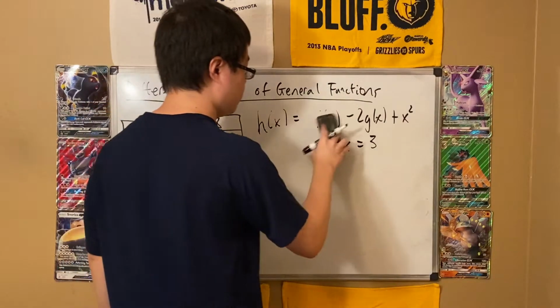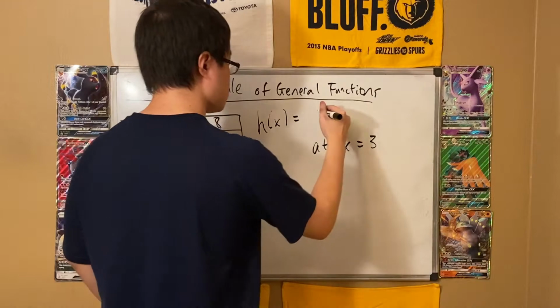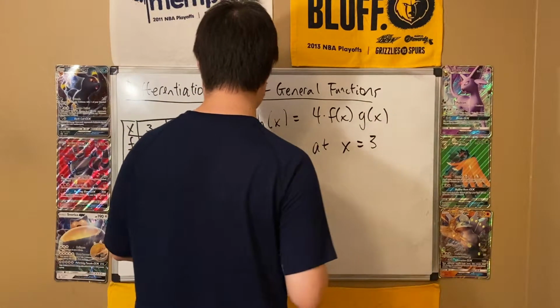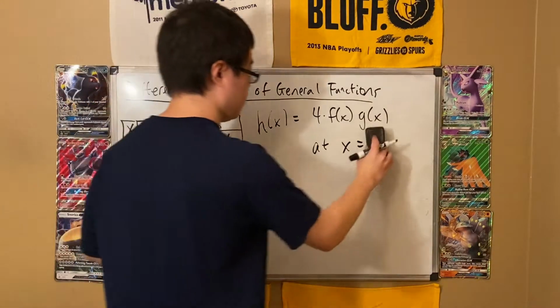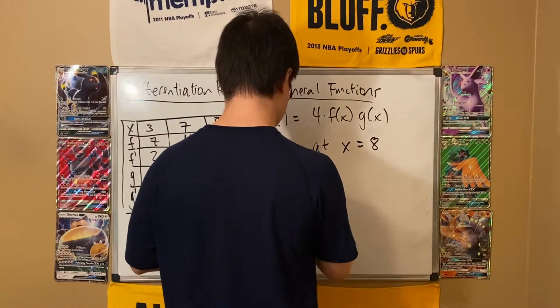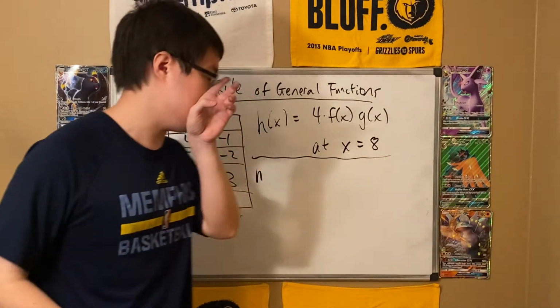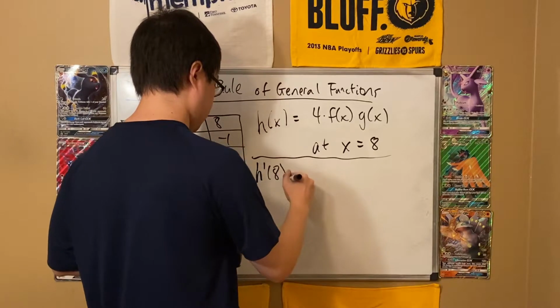So let me just do a new function here. My new function is going to be 4 times f of x times g of x. And we're going to evaluate it at, let's say, 8 this time. So this is going to be 8, and we're going to find h prime of x. So our goal is to find h prime of x so that we can finally find h prime of 8. So let's do that real quick. So h prime of 8.